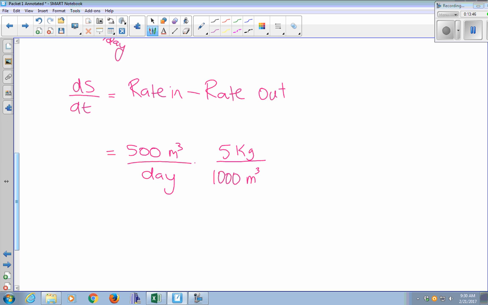And I like to write the units out because then you see the cubic meters cancel and you go, okay, kilograms per day. That's what I'm looking for. Kilograms of salt per day. That's a rate of how the salt is changing, which comes out to 2.5. All right. And then the rate out, it's all the salt is leaving through stream C, and stream C flows at 1,300 cubic meters per day.